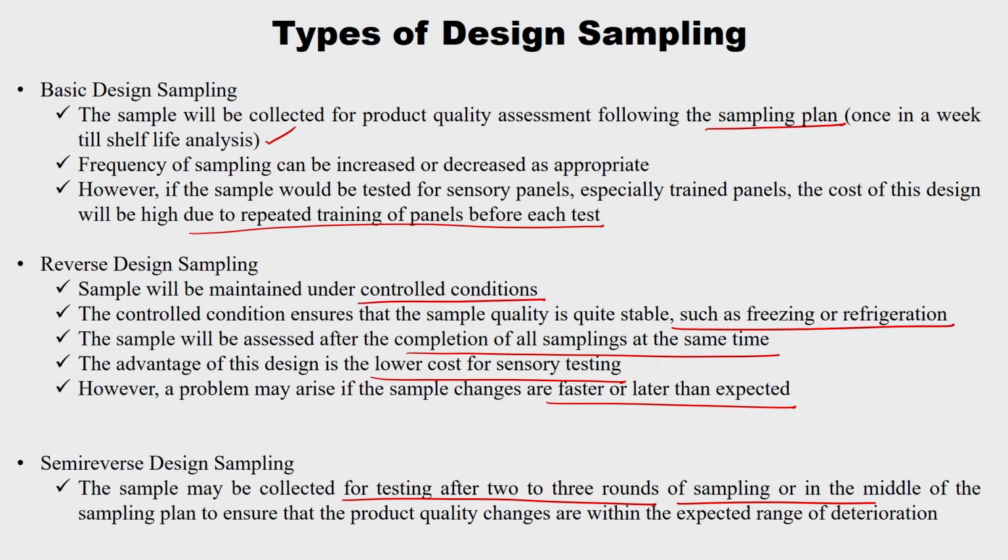For example, once in a week I will go till the shelf life analysis, but in between, once in 3 weeks, I will do my sampling analysis, right. In the case of basic design it has to be done every week, but in the case of reverse design I will do all the samples at the end at the same time. But here I have the flexibility, if I want to do it after 3 weeks or after 4 weeks, that I mix both basic as well as reverse design based on the product quality.